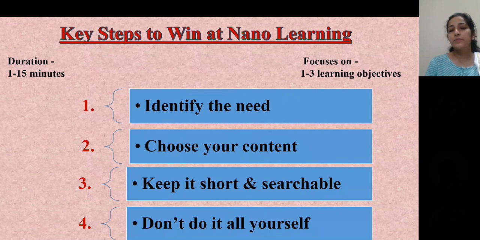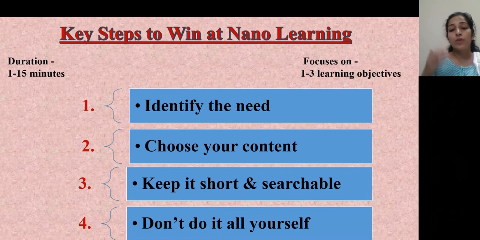Then what are the steps you have to take in order to make a nano learning capsule? The first thing we have done, that duration should be 1 to 15 minutes. The ideal is 5 minutes, but you can extend that up to 15 minutes. Then we have talked about the learning objectives also. 3 objectives for one nano learning capsule, but the ideal is 1. But you can extend that up to 3 objectives.